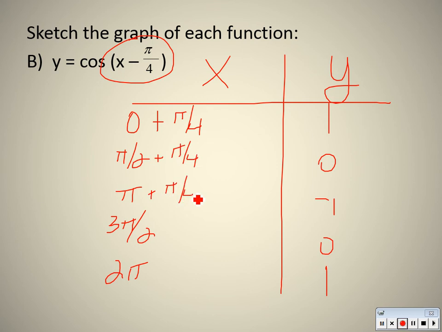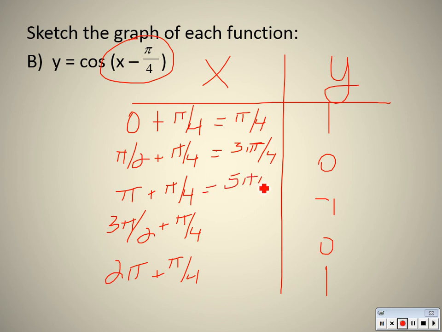So I got this here. So when I add these up, this first one here, 0 plus pi over 4 is going to be pi over 4. Pi over 2 plus pi over 4, that's 3 pi over 4. Pi plus pi over 4 is 5 pi over 4. 3 pi over 2 plus pi over 4, that's 7 pi over 4. And then finally 2 pi plus pi over 4 is 9 pi over 4. So that's my table of values.